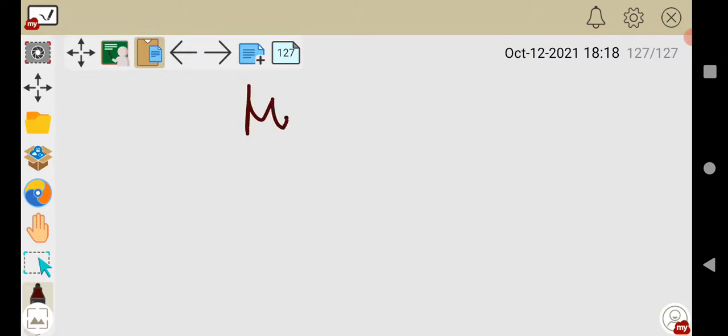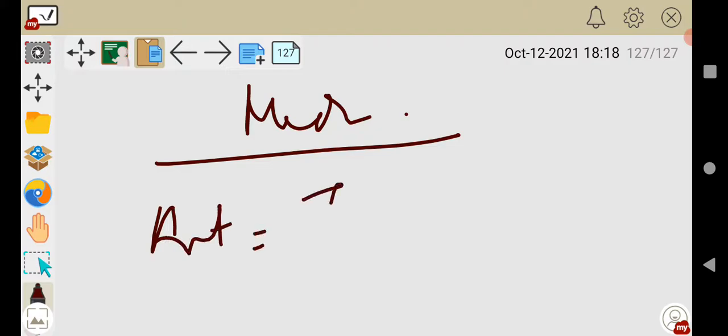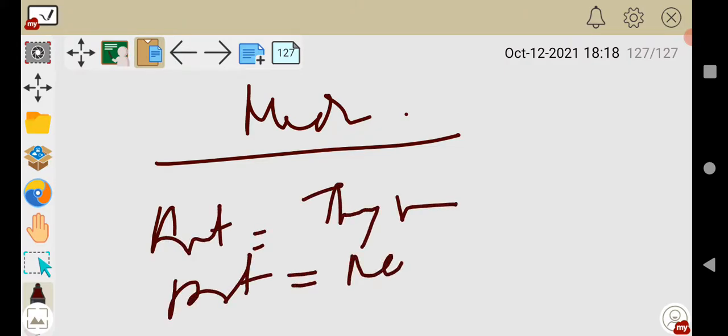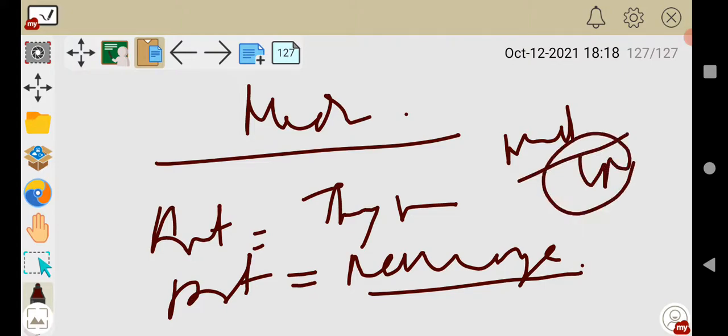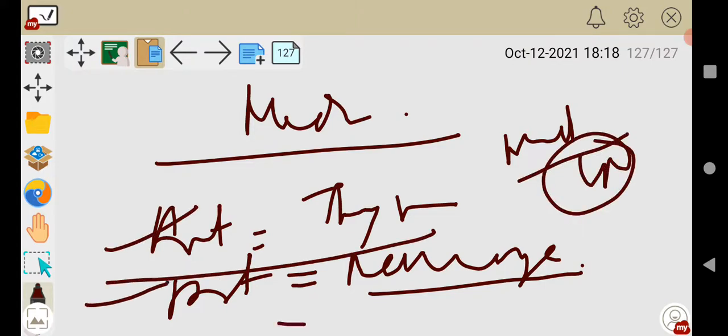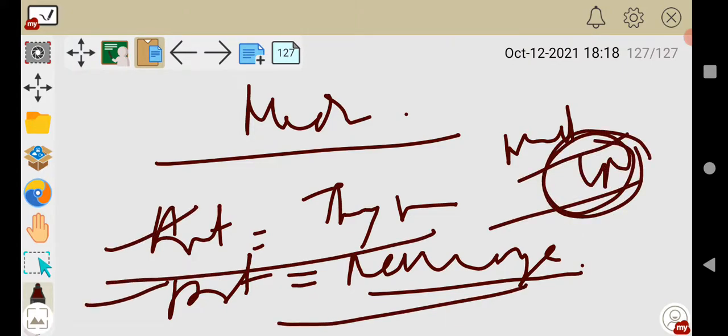Now we'll talk about mediastinal mass. If I talk about anterior mediastinal mass, thymoma is the most common, and in posterior mediastinal mass, neurogenic tumors are the most common. What about middle? Lymph node. Anterior thymoma, posterior neurogenic, middle lymph node. That's it.